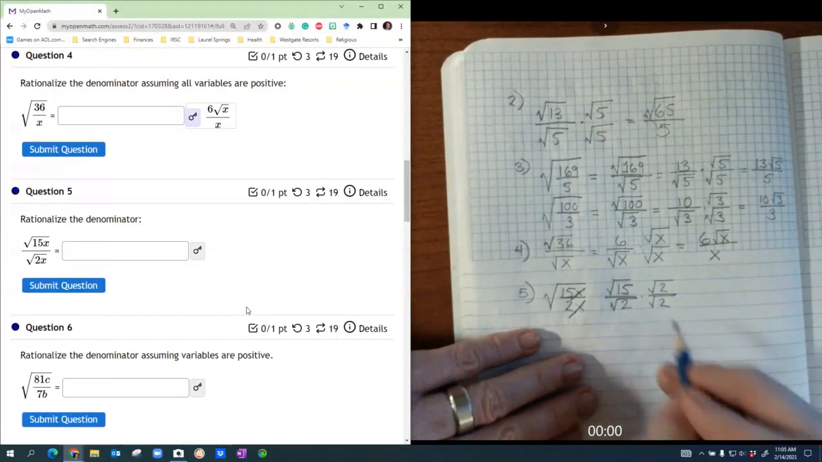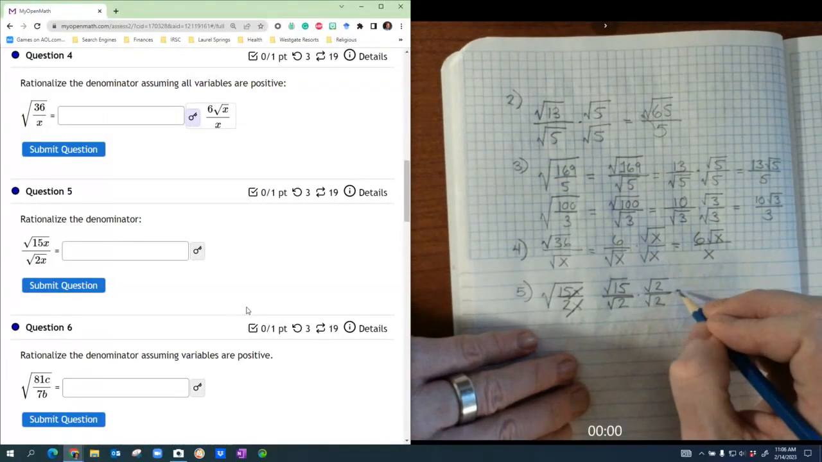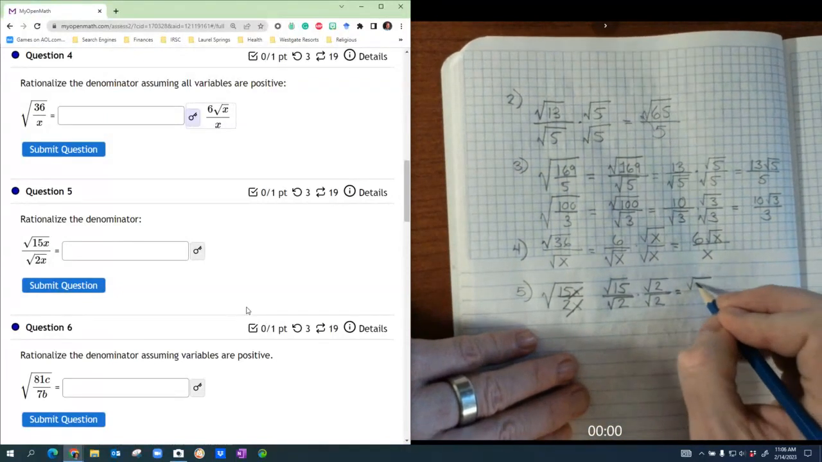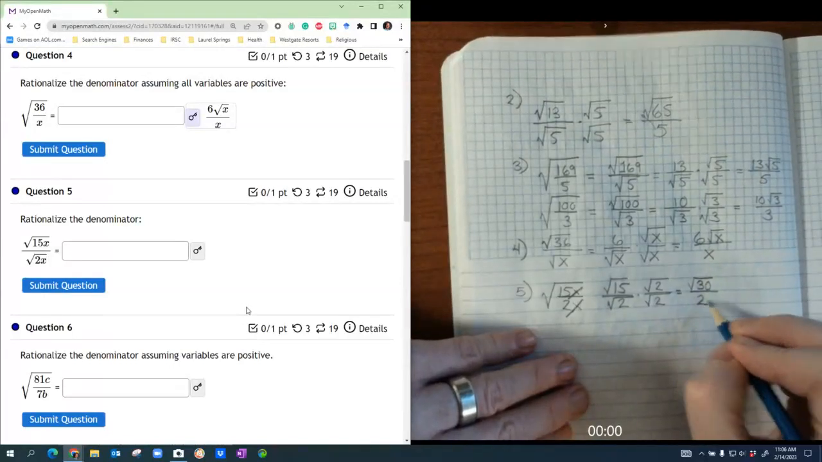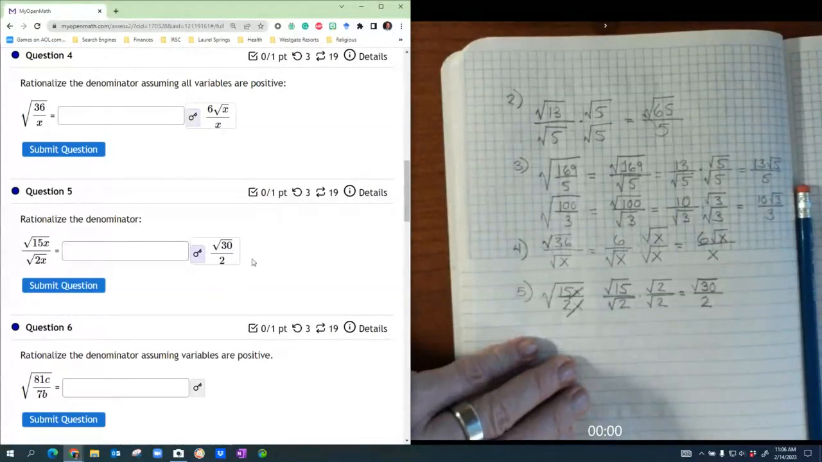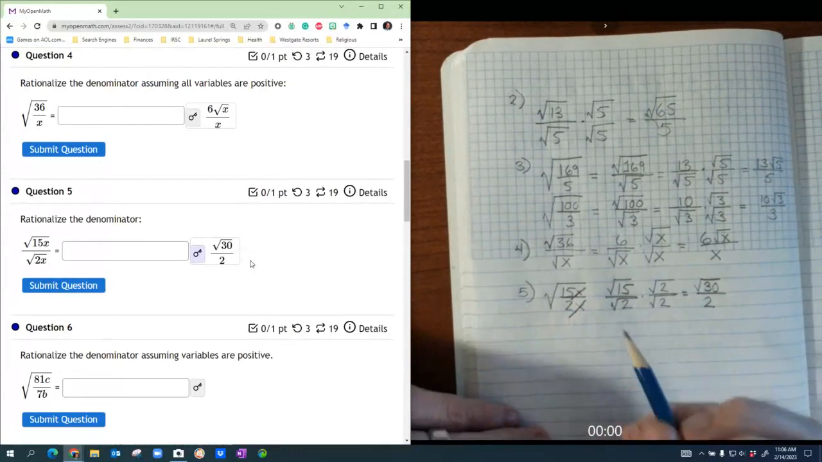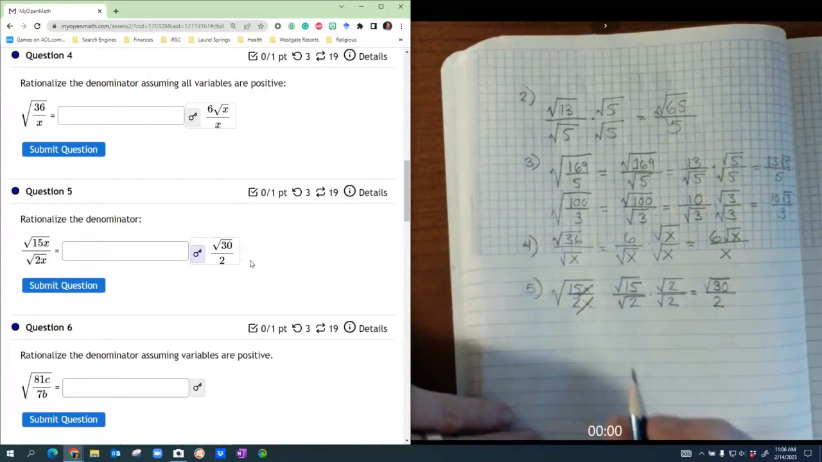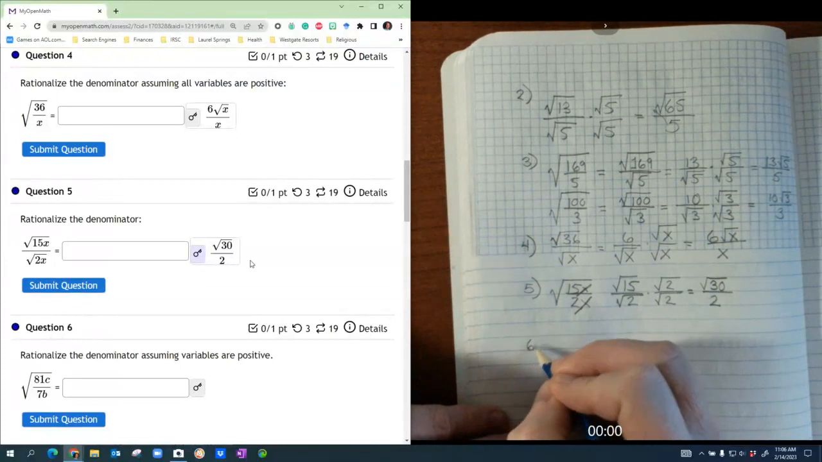No longer do we have any x's, so we don't have to worry about them. So we're going to get square root of 30 over 2, and that's our answer. That was a big strategy that we had to use, and that was a critical strategy. You want to use these as tools.